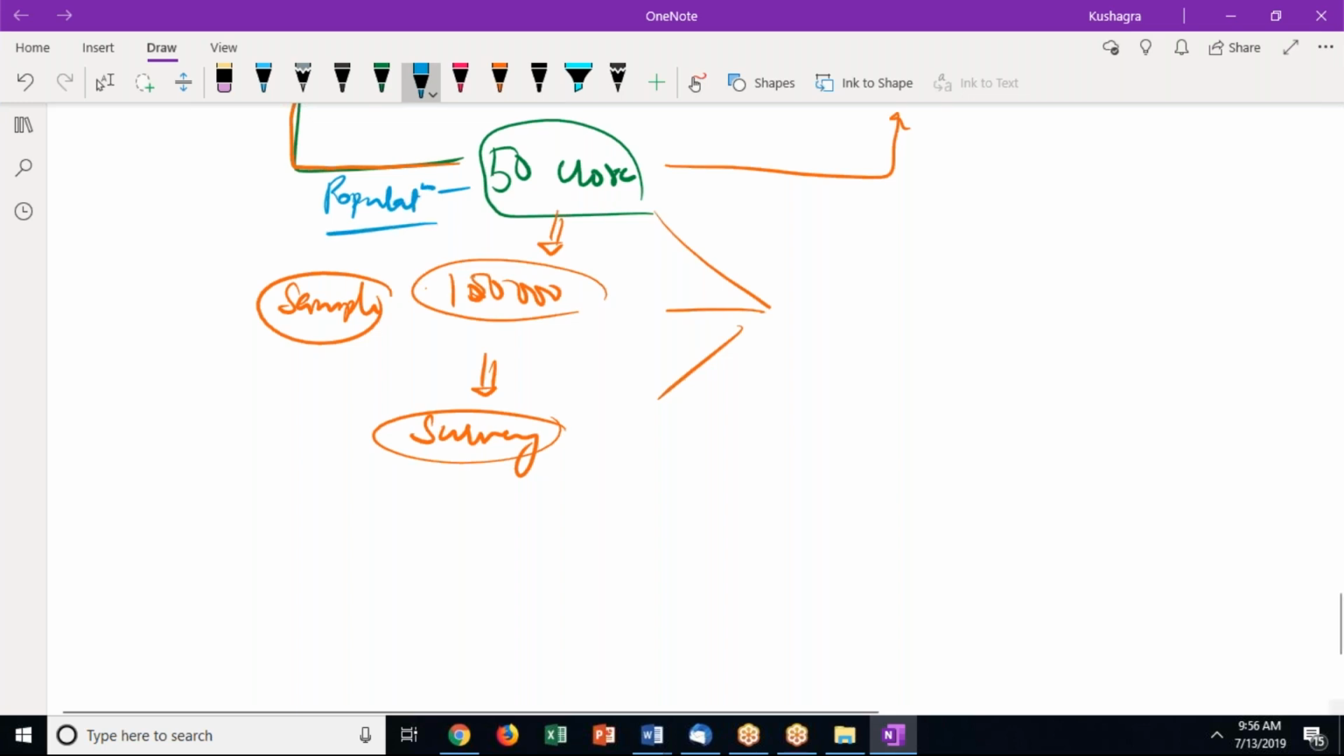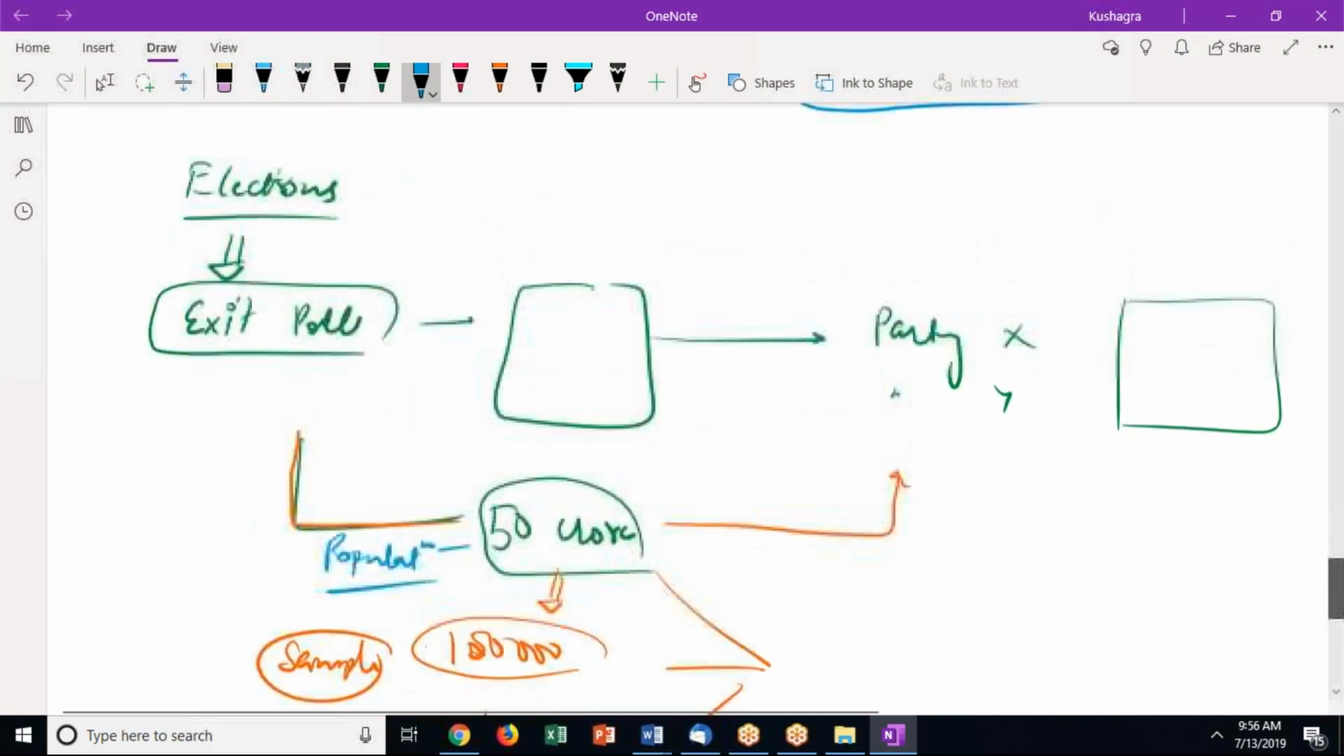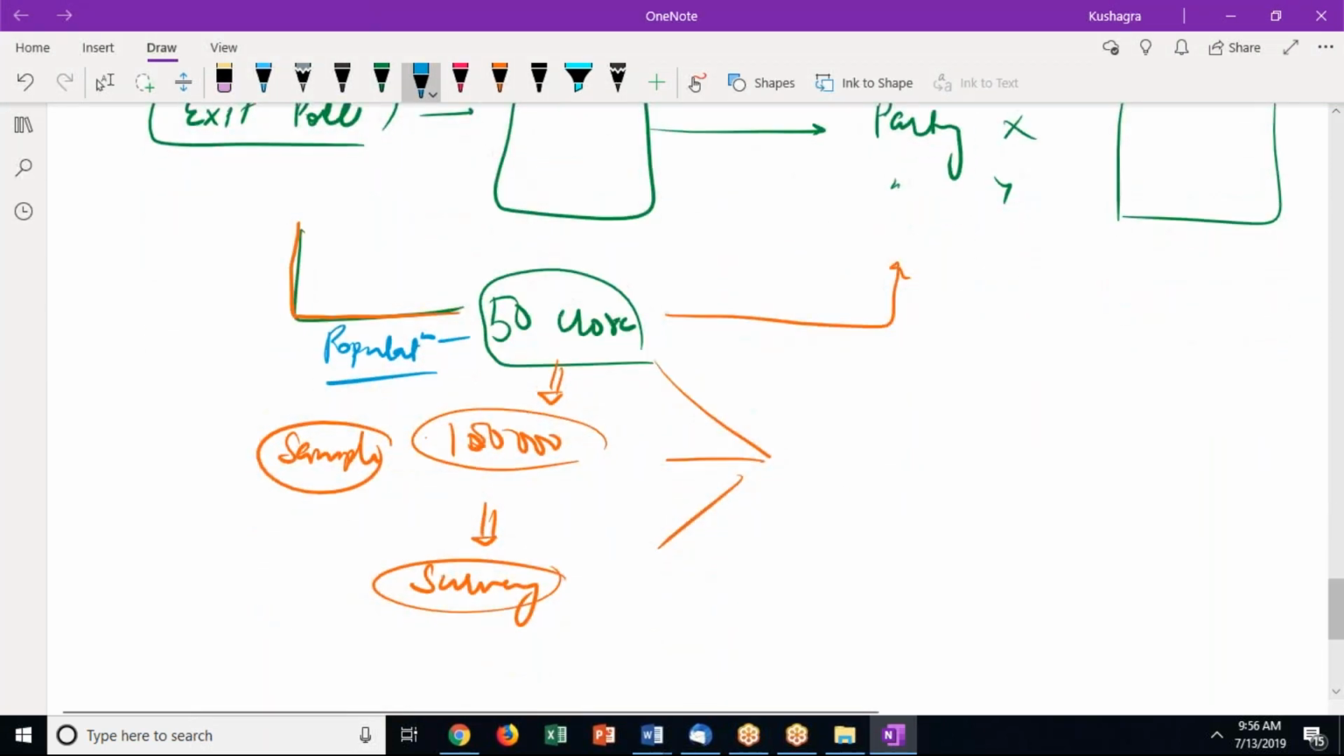If I want to predict which party is going to win how many seats, I need to know the votes of all the individuals. So I need to know which person has voted for whom. So I need to know about the population. But since I cannot know about the population, I would take a sample. And based on the sample, I would try and predict for the population. From the sample data, I would try and predict what the population behavior would be like. I am trying to understand the population behavior based on the sample data.